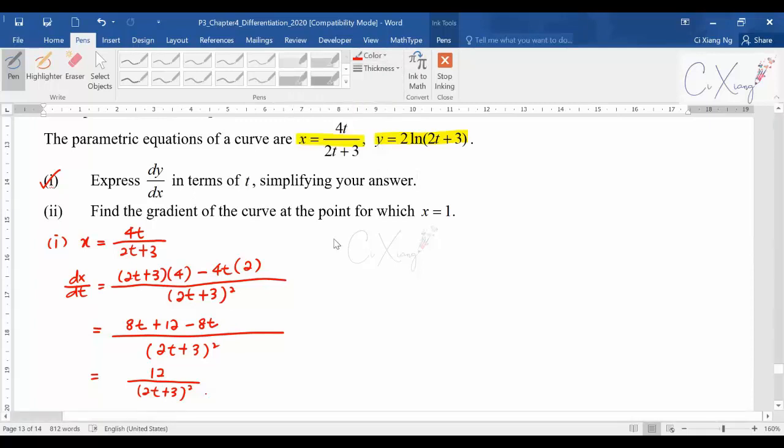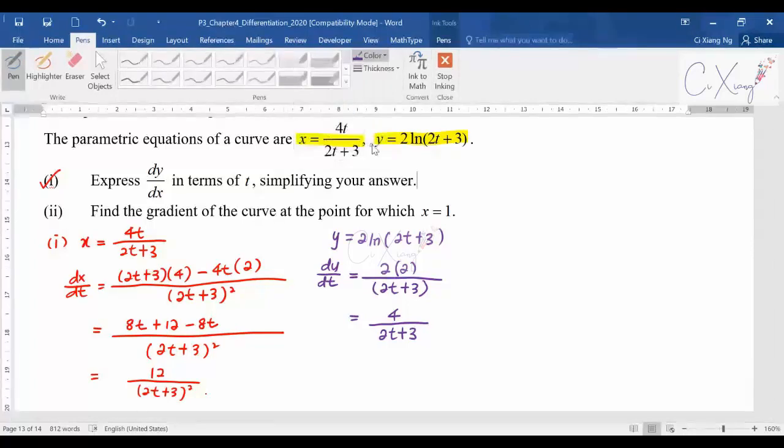After that, I want to get my dy/dt. So y is 2 ln(2t plus 3). To get the differentiation of y over dt, 2 is a constant, you just copy. You bring the bracket in the ln down, becoming 1 over 2t plus 3. You differentiate the thing inside the bracket, which is 2. And then overall, you have 4 over 2t plus 3.